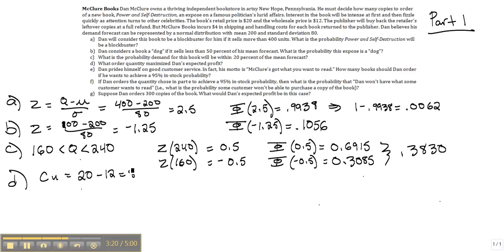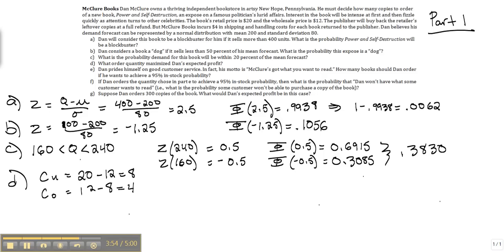The overage cost, on the other hand, is the loss incurred when a unit is ordered but not sold, and is represented by the equation cost minus salvage value. Here we know that the salvage value is 12 minus 4, which is equal to 8, because Dan can return leftover books for a full refund of $12, but incurs a $4 cost of shipping and handling. So therefore, the overage cost is equal to 12 minus 8, which is equal to 4.